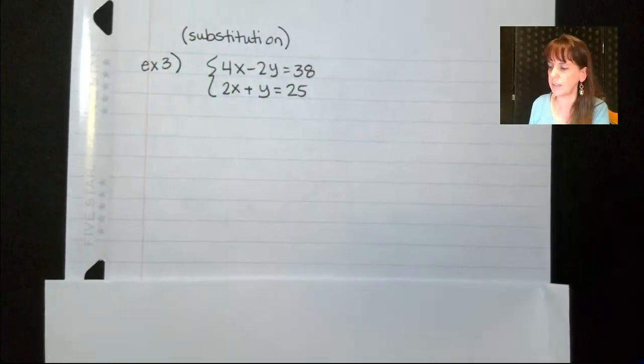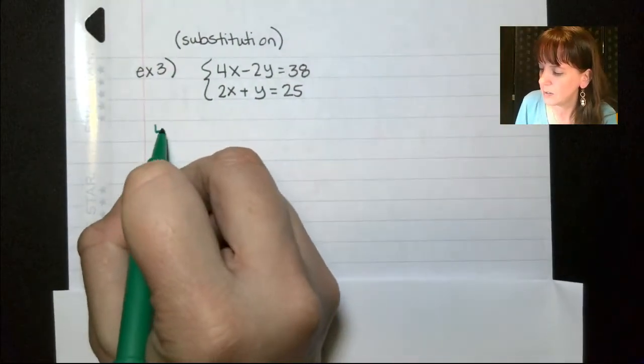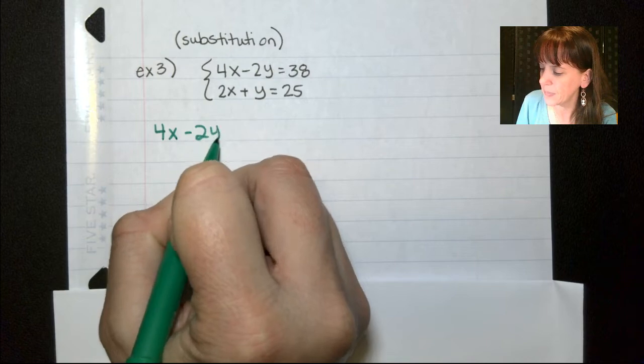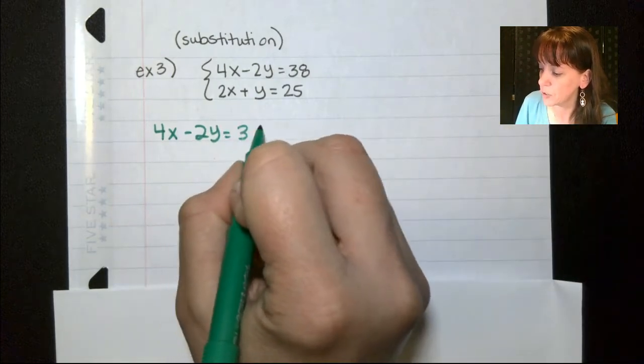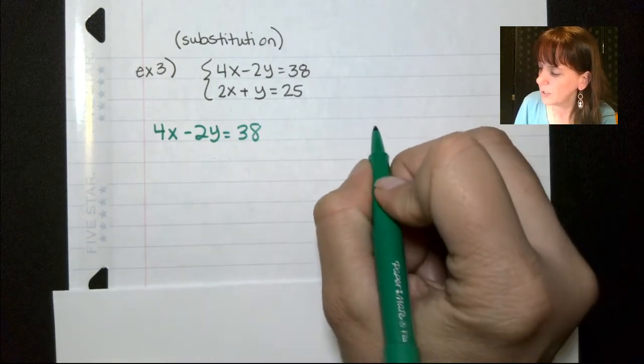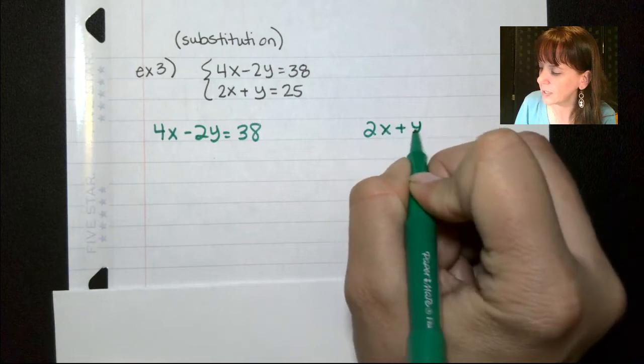Okay, let's see what else we've got here. Another example. All right, so again, let's write those side by side, right? So e equals, and I'm going to try and write these correctly. There we go. And then 2x plus y equals 25.